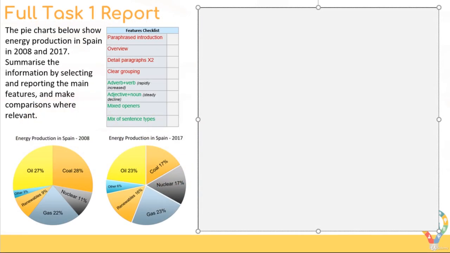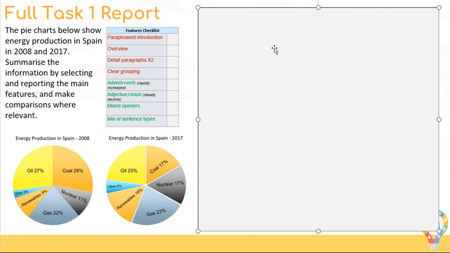Okay, so it's now time for us to write our full task 1 report. You can see that I have my pie charts here, and I have the question and the features checklist, which I'll try and make sure I'm using throughout the process of writing this report. We'll begin with the paraphrased introduction. So I need to rewrite the first part of this question. The pie charts below show energy production in Spain in 2008 and 2017.